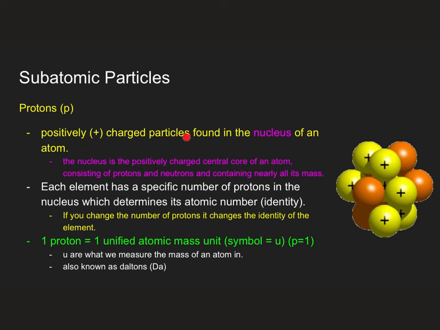Protons, you need to understand, are positively charged. They're found in the nucleus. Like we said, that's the positively charged center of every atom. And each element has a specific number of them. So that means protons actually determine what element it is. It gives it its atomic identity, or its atomic number, and its overall name. If you change the protons, it's no longer that element. As far as mass goes, 1 proton equals 1 unified atomic mass unit, or AMU is what we call it for short, atomic mass units.